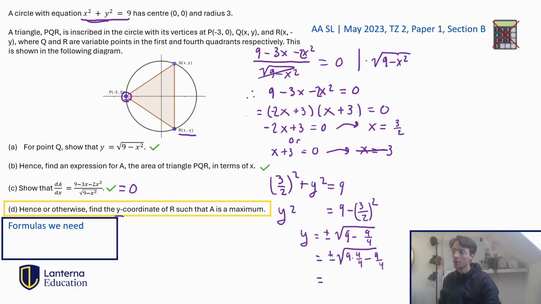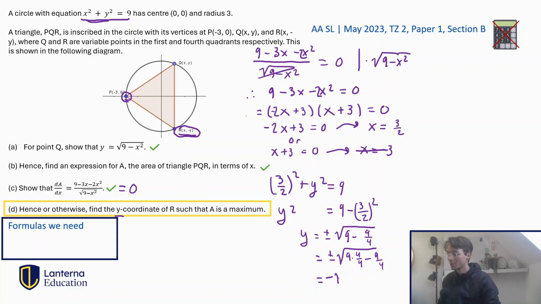y. Does y have to be a positive or negative number? Remember r, where was that? That was down here at the bottom. So then that must be negative, right? So the positive we can ignore now. 9 times 4 is 36, minus 9, so 27.